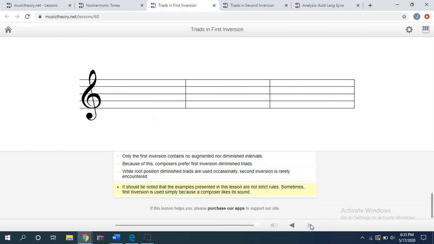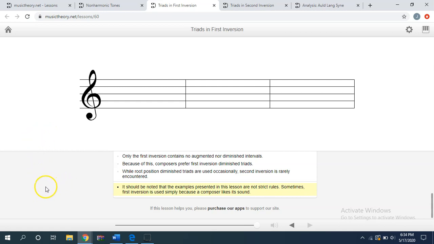Okay? And it should be noted that the examples presented in this lesson are not strict rules. Sometimes first inversion is used simply because a composer likes its sound. So guys, that's another reminder to keep in mind that sometimes it's okay to do something outside of the rules just because you like it. And there's no hard and fast rules in composition other than some basic ones we've already learned. So keep that in mind when you're making lessons, okay?